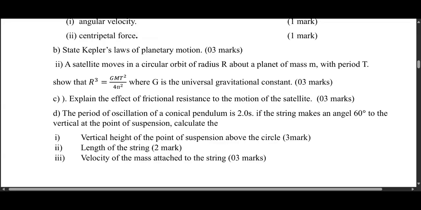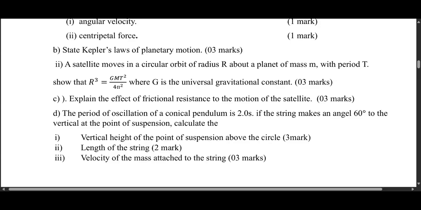So part C, they are saying, explain the effect of frictional resistance to the motion of the satellite. Now, as these satellites are moving in space, they experience some opposition. And this opposition is due to air resistance as they are moving. So because of this, they have to do work against friction.